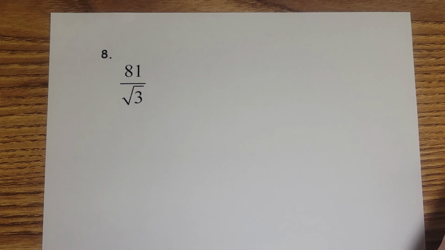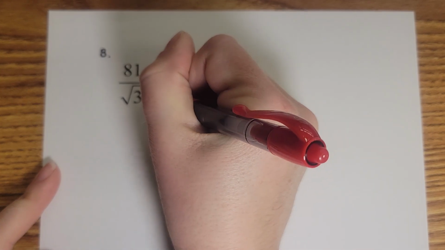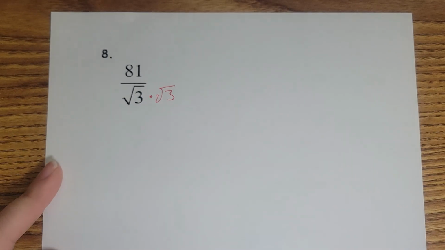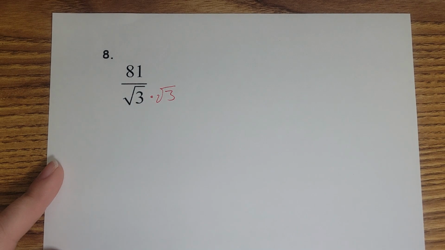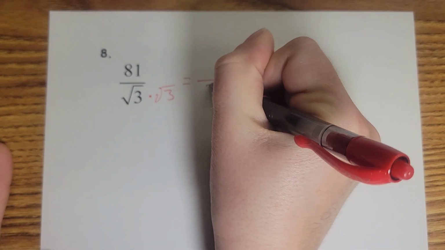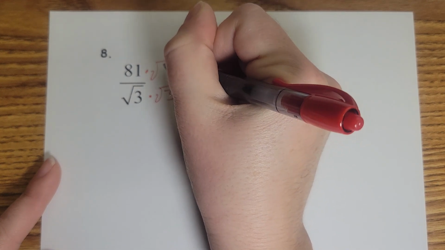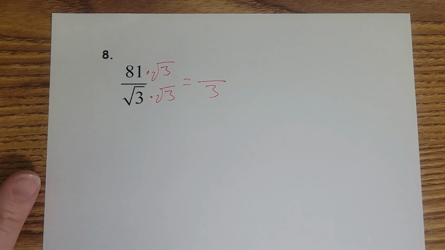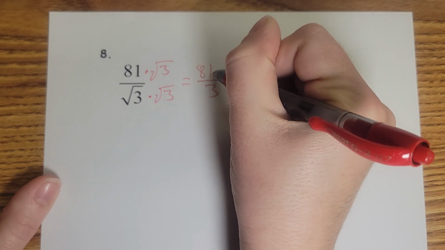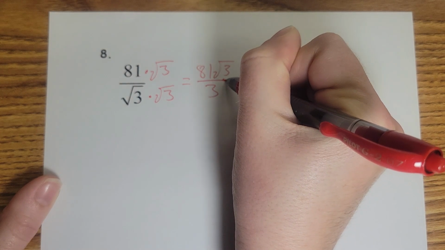Okay, once again, the 81 is outside of the radical, the 3 is a radicand. There's nothing else I can do, but I have to rationalize that denominator. I have to get rid of the radical that's on the bottom. Now, that means I can multiply the top by the same thing, and now I have 81 radical 3 on the top.